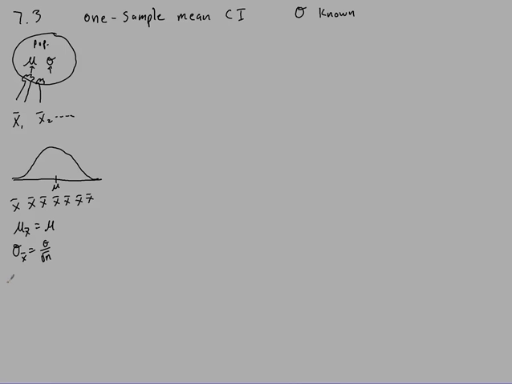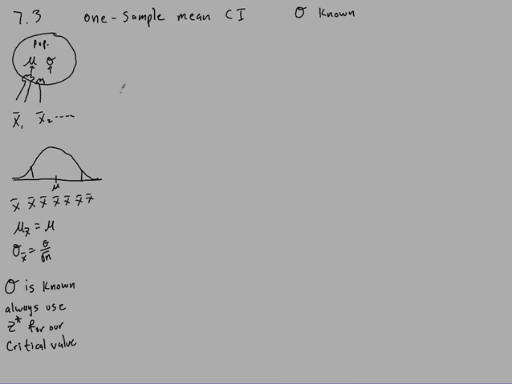Okay, so this is something that I'm going to add on: if the standard deviation of the population is known, we always use z's for our critical values. Okay, so everybody should be comfortable knowing their z's. Okay, so now we're trying to capture this mu for a confidence interval.